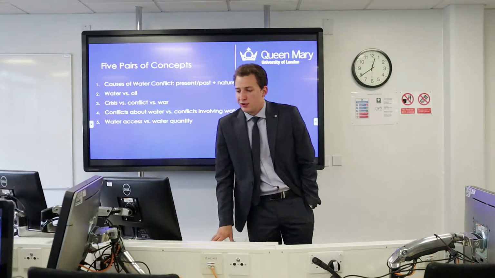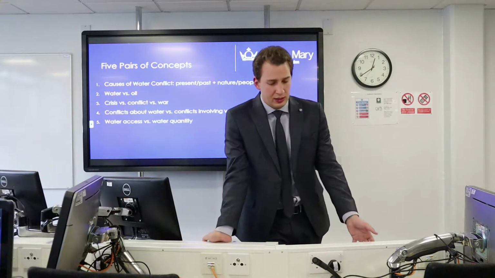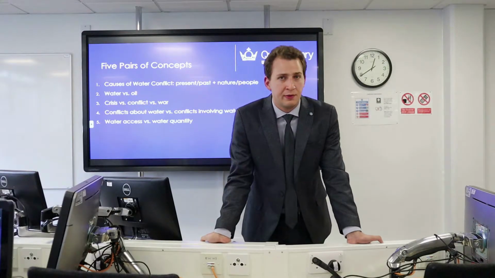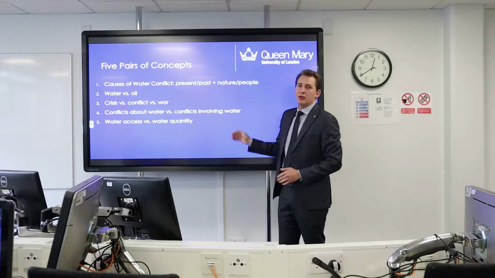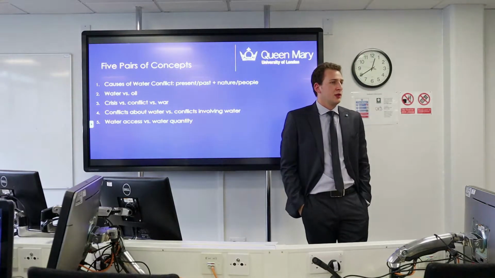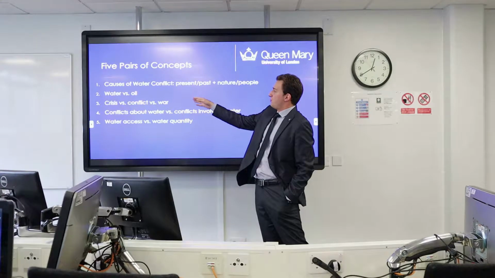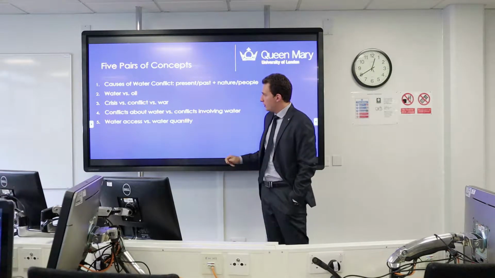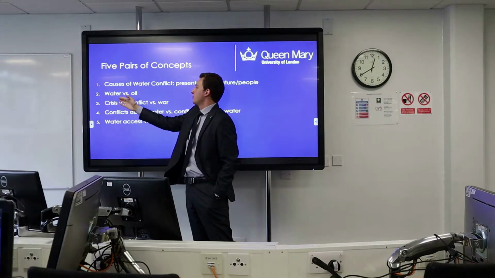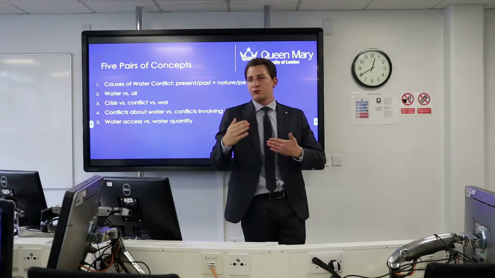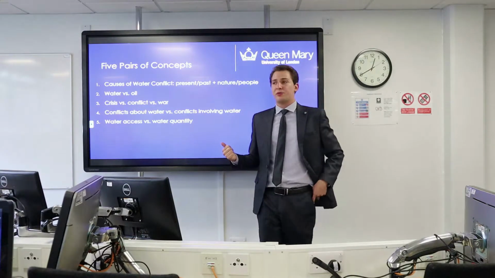So far we've identified 5 pairs or groups of concepts that you need to be clearly able to distinguish between. The first pair of concepts is thinking about whether nature or people are the true source of water conflict, whether there is a difference between the present and the past in terms of the way that water conflict unfolds. The second pair is water versus oil, or water versus any other type of natural resource. Are you actually able to make a parallel? Why or why not? Is this parallel appropriate?